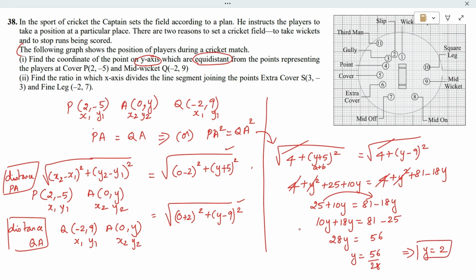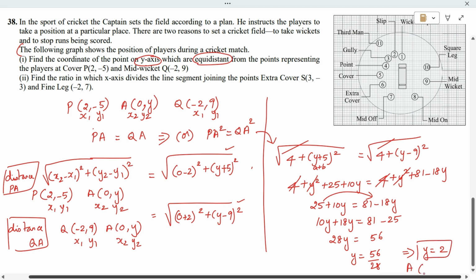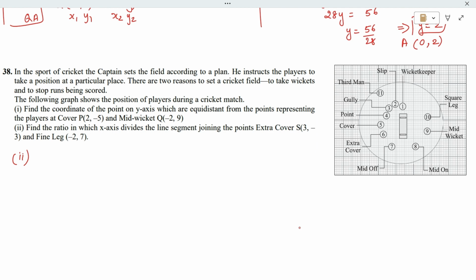So if I want to know the coordinates of A, just substitute y over there. It is (0, 2). That is the answer for the first question. Let's move on to the second subdivision of question number 38. Find the ratio.